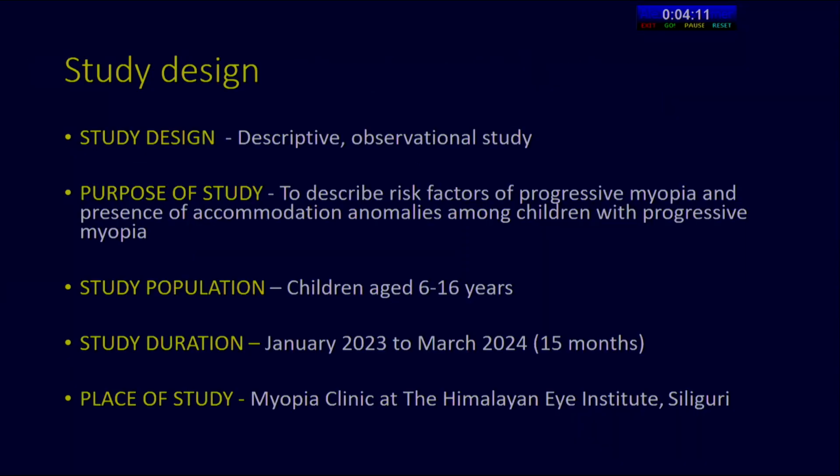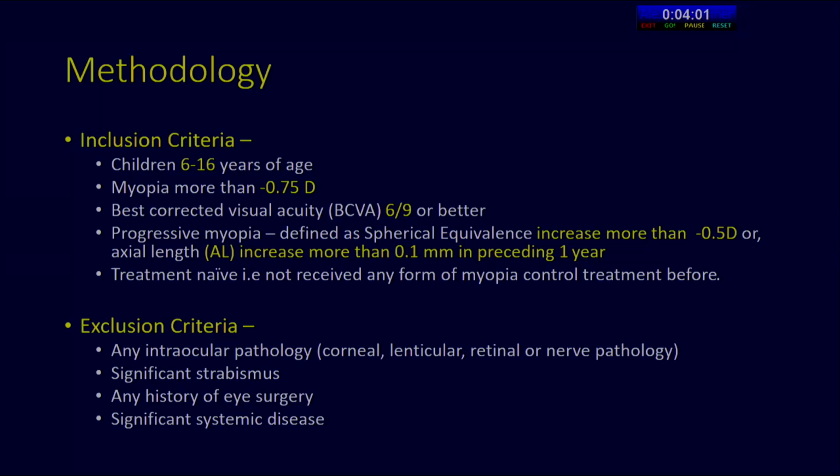So in my study, children aged 6 to 16 years were taken from our myopia clinic over the past 15 months. And whom did we include? We included only the progressive myopes, that is those children who showed an increase of more than minus 0.5 diopters in the previous 1 year. They had not received any myopia control treatment before, and they did not have any other intraocular disease.